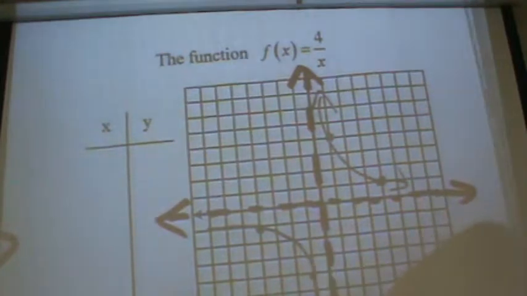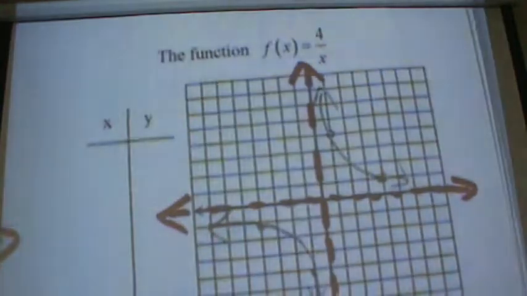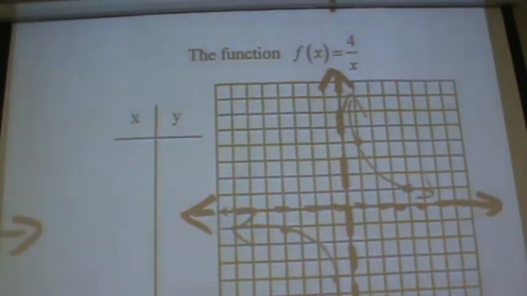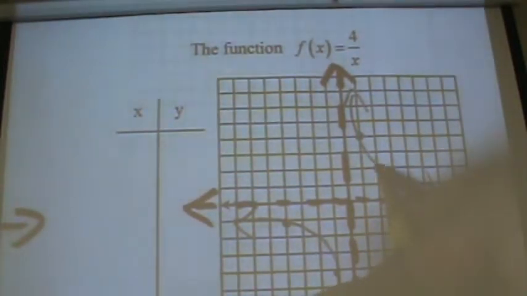Now, are these the only 4 points? No, there's more. But this is just us sketching a graph of this function. We have an idea, we've got a few points. Now, are there more solid integers? Yes. For example, here is 1.